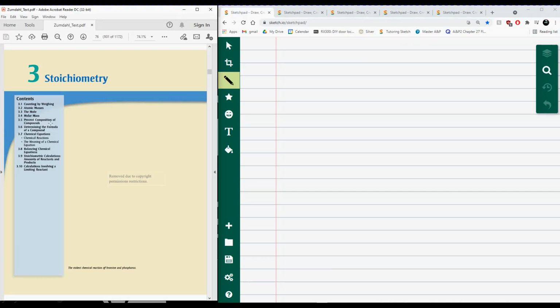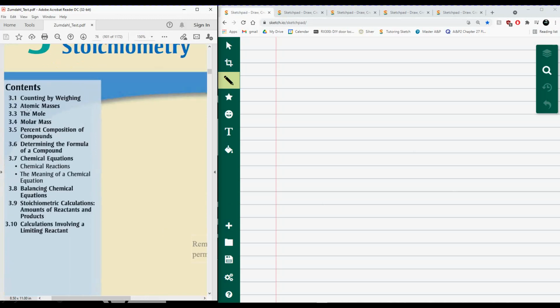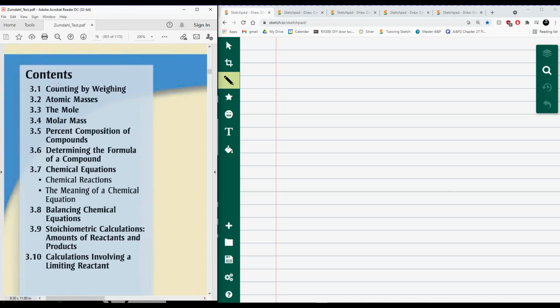Zooming into this page here in the contents, we see these sections. 3.1 is counting by weighing. 3.2 atomic mass. 3.3 is the mole. 3.4 is molar mass. 3.5 is percent composition of compounds. 3.6 is determining the formula of a compound. 3.7 is chemical equations with subsections chemical reactions and the meaning of a chemical equation. 3.8 is balancing chemical equations. 3.9 is stoichiometric calculations. And 3.10 is calculations involving limiting reactants.